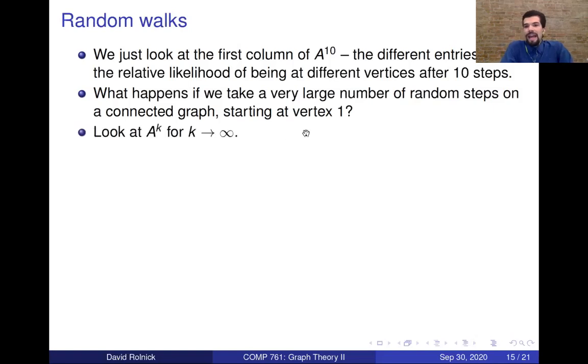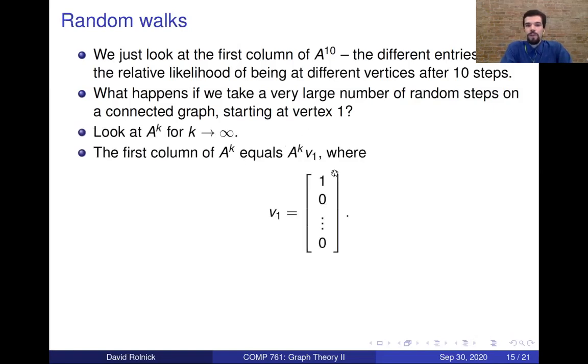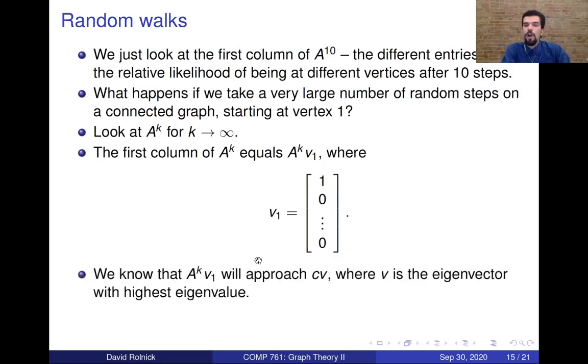So let's look at A to the k for k going to infinity. The first column of A to the k is just A to the k times this particular vector, 1 followed by all zeros. We know that A to the k v is going to approach some multiple of v1, where v1 is the eigenvector with the highest eigenvalue. And if you were worried before about eigenvalues being possibly complex, you don't have to worry about that, because A is a symmetric matrix and it doesn't have any complex eigenvalues.